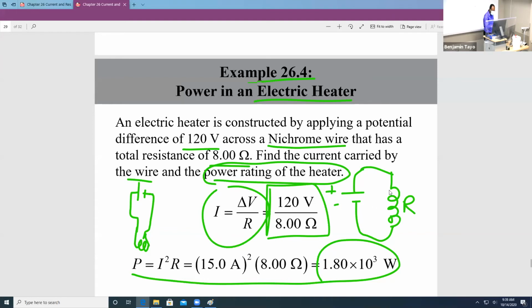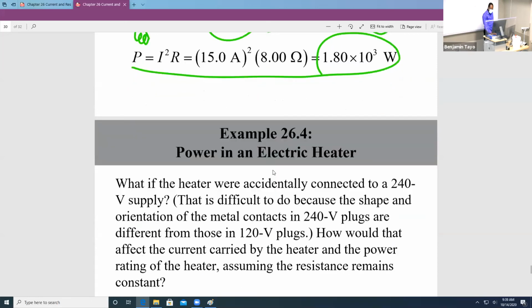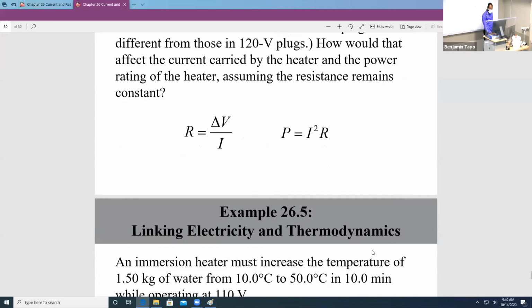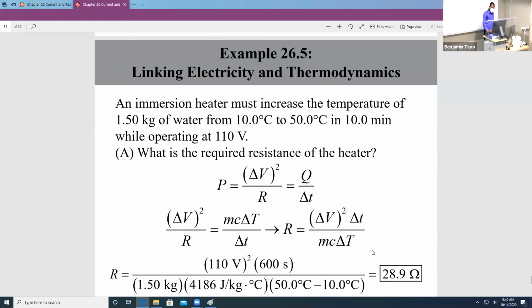So I think this example, number 24, was pretty straightforward, right? You just calculate the current. Then once you know the current, you can calculate the output energy. Let's look at the next example here. So the second example, okay, I think I'm going to skip. So let's look at this example right here. I think this is very similar to the problem that we just solved.